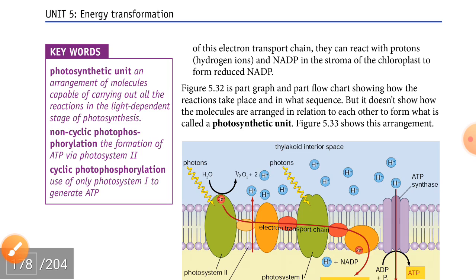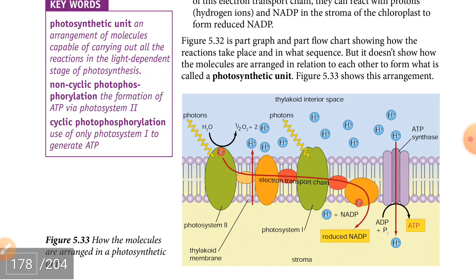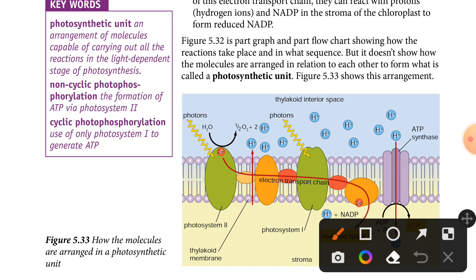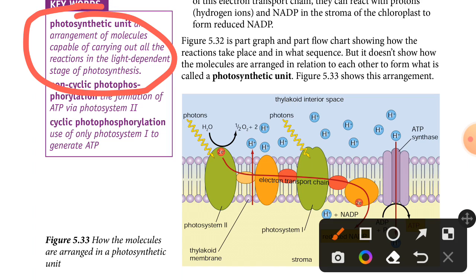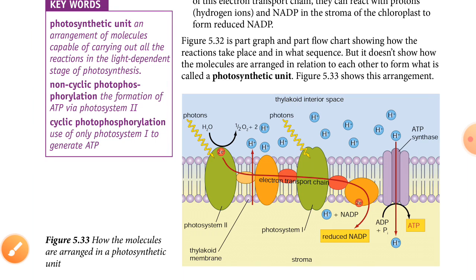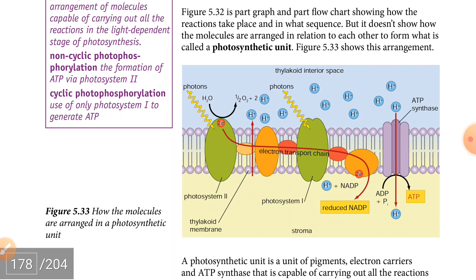So figure 5.32 is part graph and part flowchart showing how the reaction takes place and in what sequence. Akkamitti reactionichi akka gaggeeffame hunduma isaa kan agarsiisu picture kanadha. See on your textbook. What do you mean photosynthetic unit? Photosynthetic unit is an arrangement of molecules capable of carrying out all the reactions in the light dependent stage of photosynthesis. Reaction light dependent keetti raawwatamu hunduma isaa qabachuuf kan danda'u jechuudha.